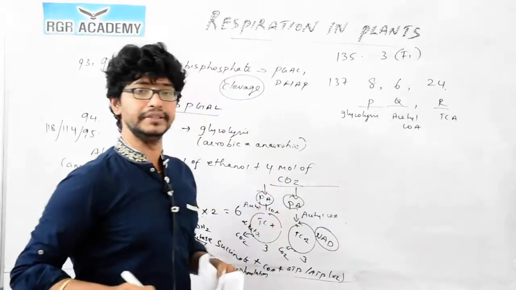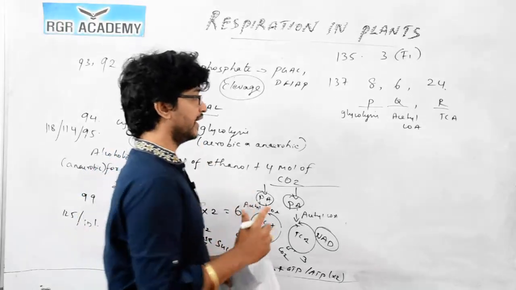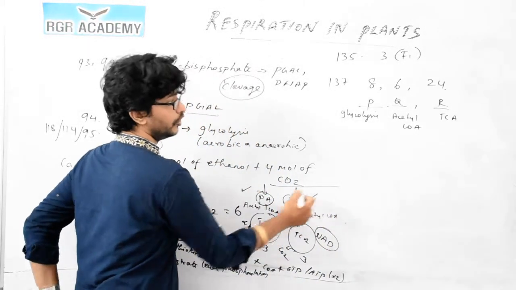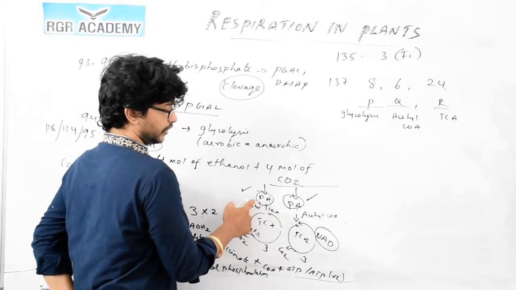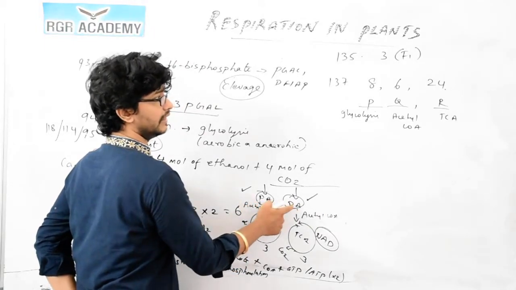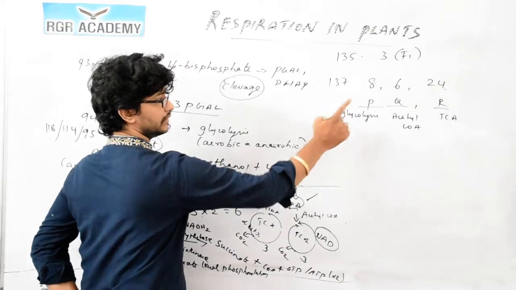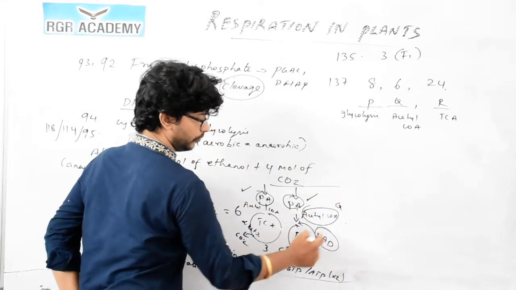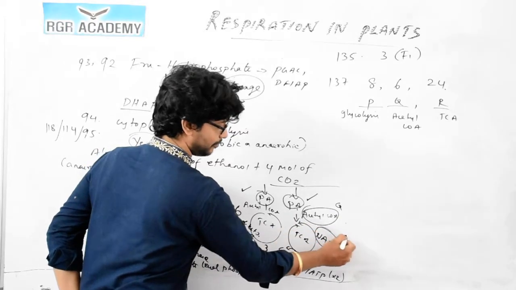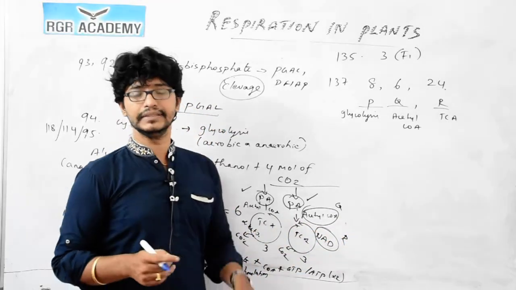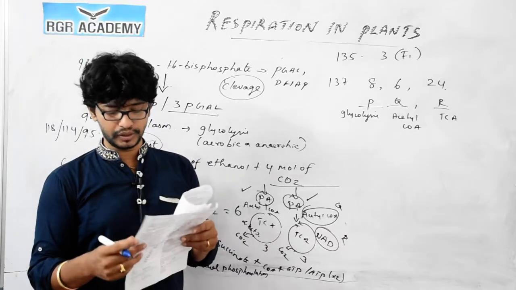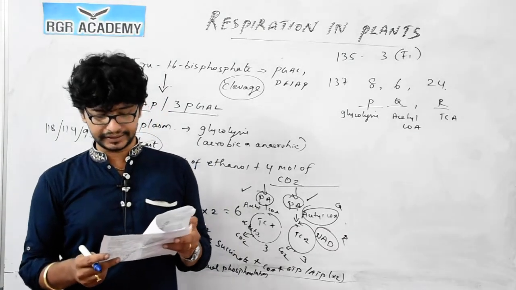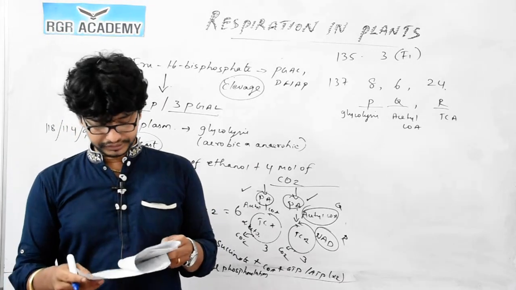You need to keep this in mind: 2 pyruvic acids are formed in glycolysis. So, you need to take into consideration glycolysis where 2 pyruvic acids are formed. P is for glycolysis, Q is for acetyl-CoA, and R is for the tricarboxylic acid cycle. So, the second option is the correct answer for question 137.